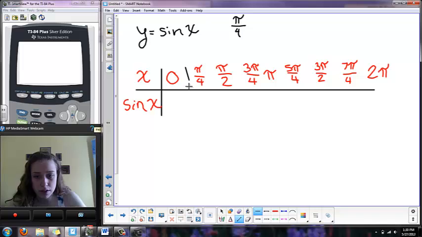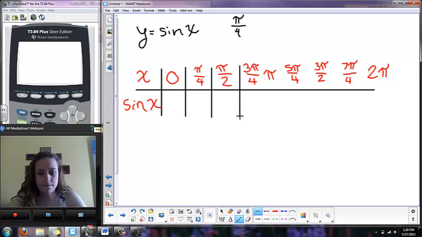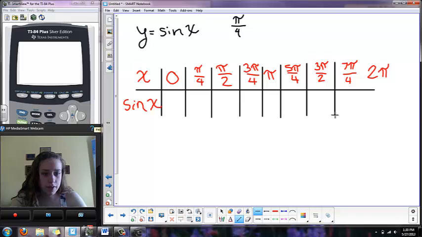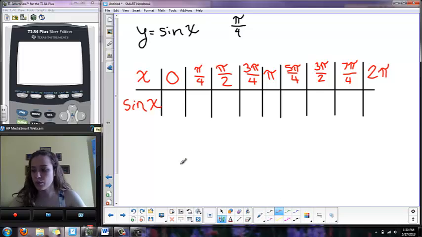Okay, so let me just make this a little bit neater. And I do want you to be taking notes on this. We are going to go through your unit circle and figure out all of these values, so I want you to have your unit circle out in front of you and do it with me.